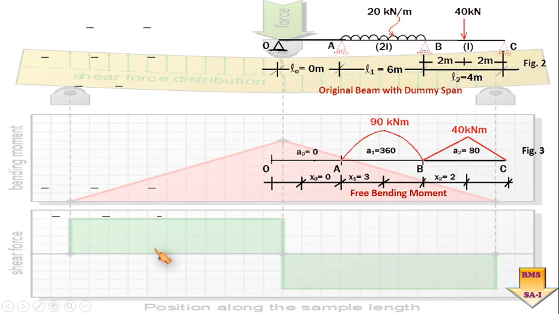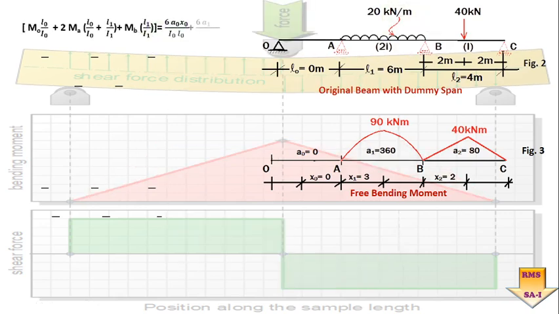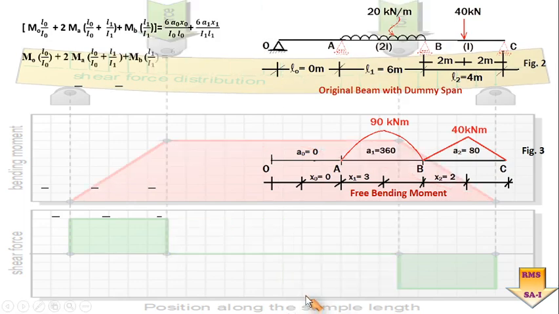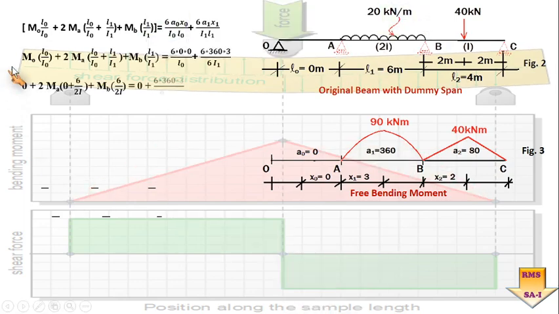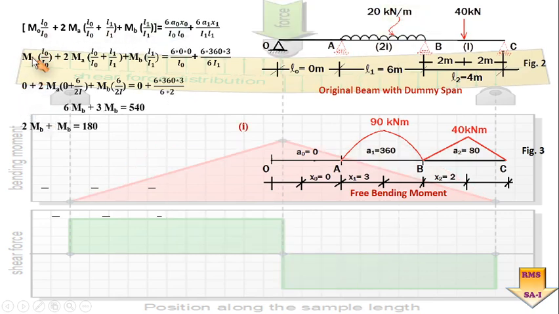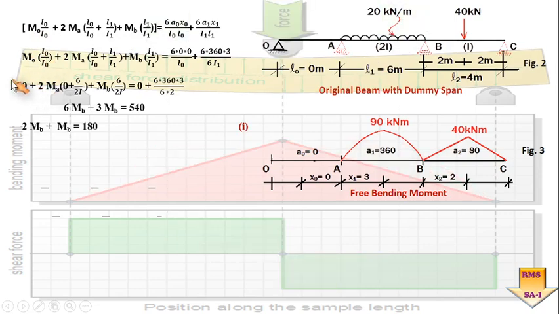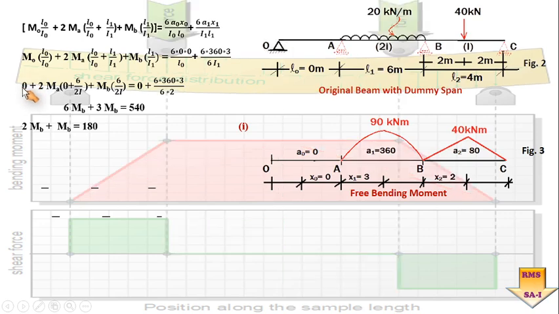Now moving ahead, we can see here the same figures for the original extended dummy span beam and the free bending moment. Now we are going to put in the values we have already worked out. So here M0 is 0, so 0, L0 is 0, so 0. So the first term is going to be equal to 0.